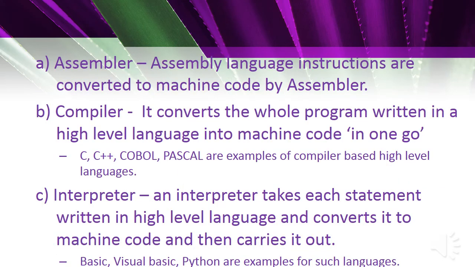Assembler. Assembly language instructions are converted into machine code by the assembler. Compiler. It converts the whole program written in a high-level language into machine code in one go. C, C++, COBOL, Pascal are some examples of compiler-based high-level languages. Interpreter. An interpreter takes each statement written in a high-level language, converts it into machine code, and then carries it out. Basic, Visual Basic, Python are some examples of such languages.